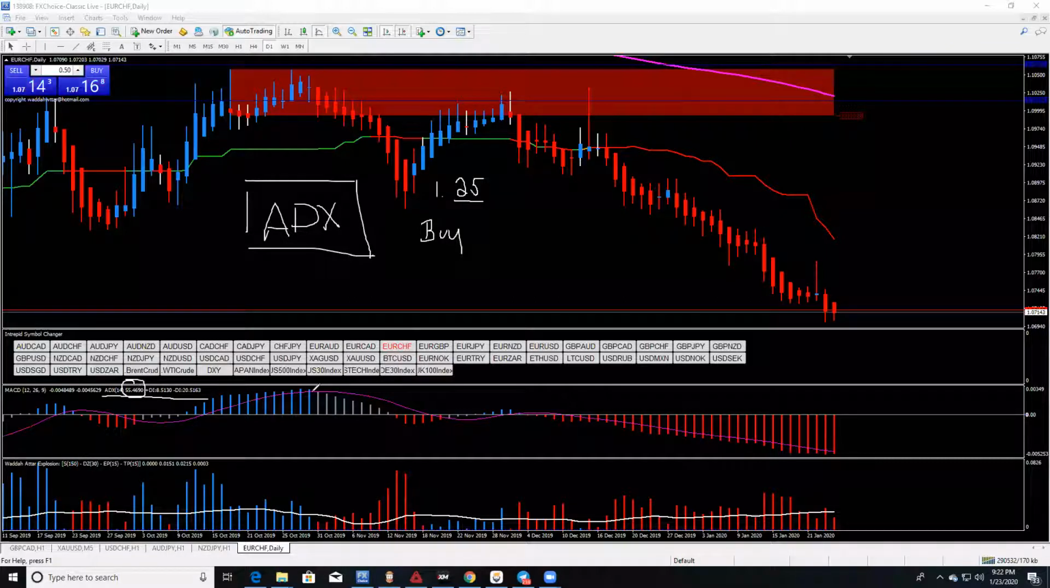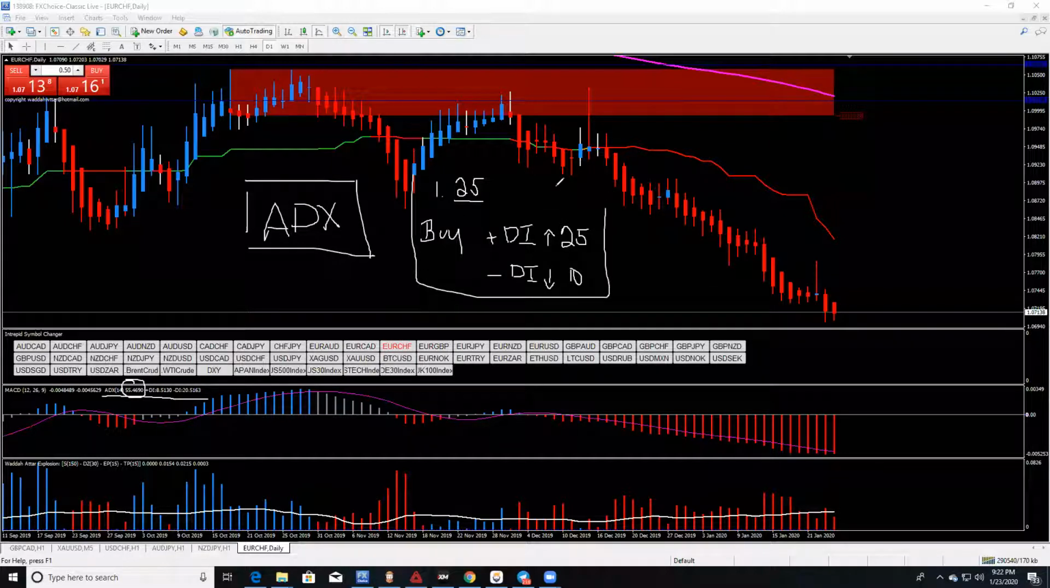And it's over 25. But if it's a buy, what it says plus DI needs to be over 25. This is for your buy. And the negative DI, I would like for it to be under 10. This is your buy opportunity, right? So your buy opportunity is set up.